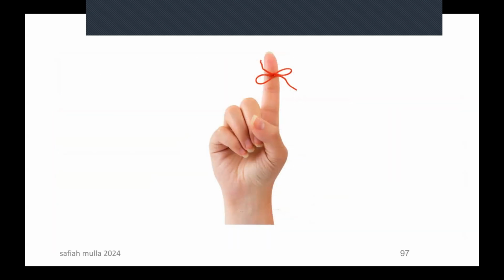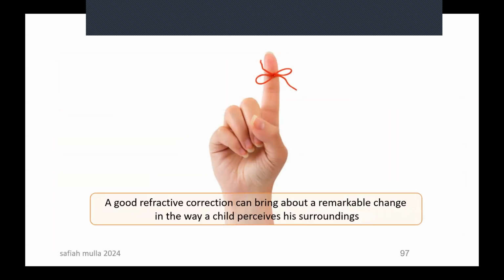Okay. A good refractive correction can bring about remarkable changes in the way a child perceives his surroundings. So be careful, because any decision you make now is going to affect the child in the future. During the first 5 years of age, you have to be careful when you give a refraction to the child.